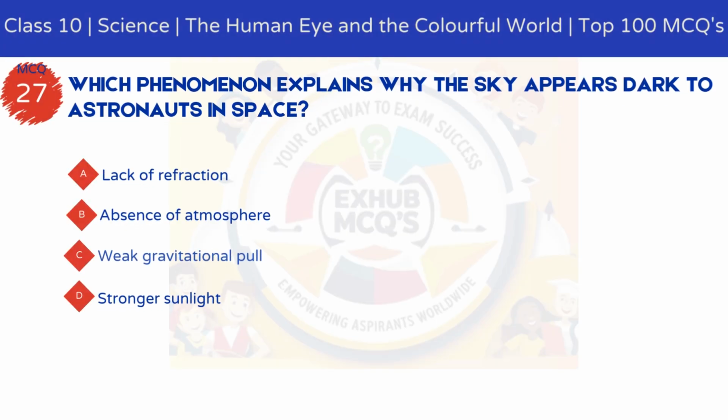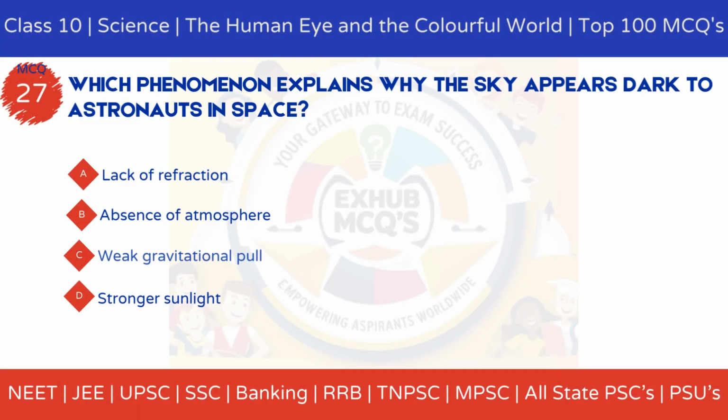MCQ 27. Which phenomenon explains why the sky appears dark to astronauts in space? Option A, lack of refraction. Option B, absence of atmosphere. Option C, weak gravitational pull. Option D, stronger sunlight.